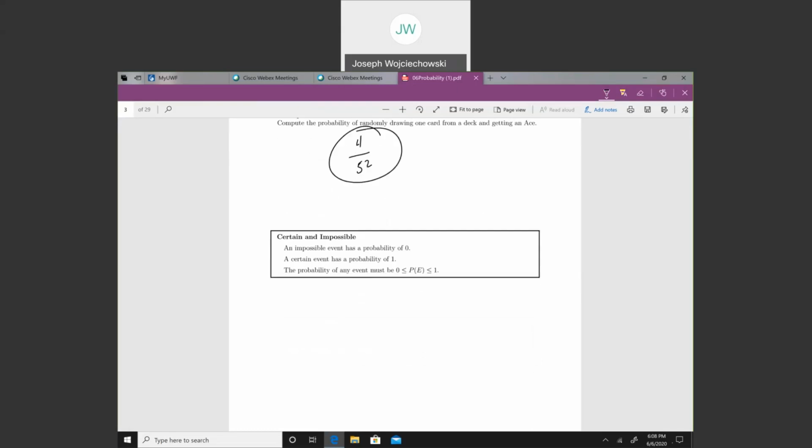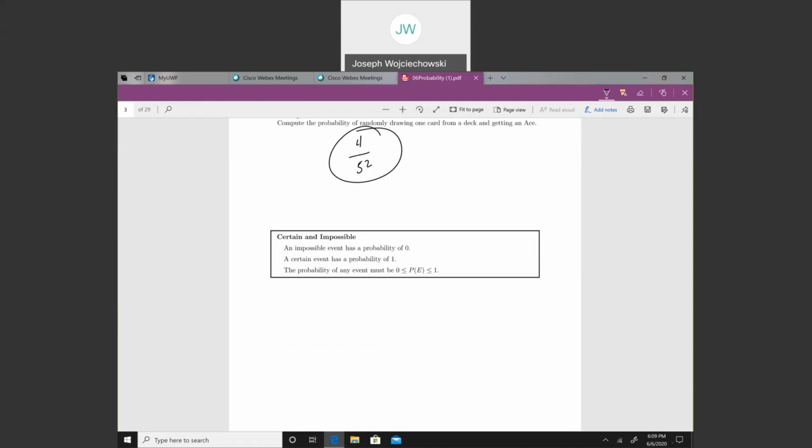Okay, so some more concepts here. An impossible event has a probability of 0. If it's impossible, it can never happen. So there's 0 chance it'll happen, so the probability of it happening is 0. A certain event has a probability of 1. Again, we're sure it's going to happen, so the probability of it happening is 1.